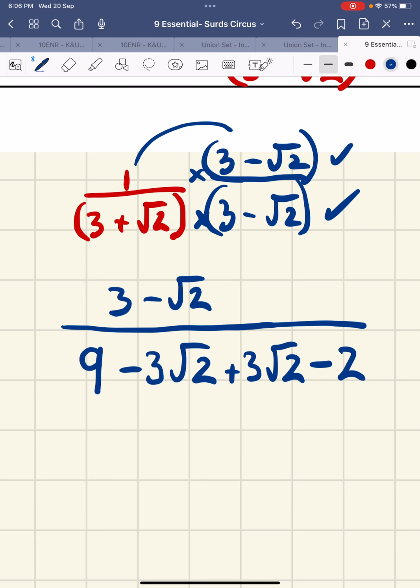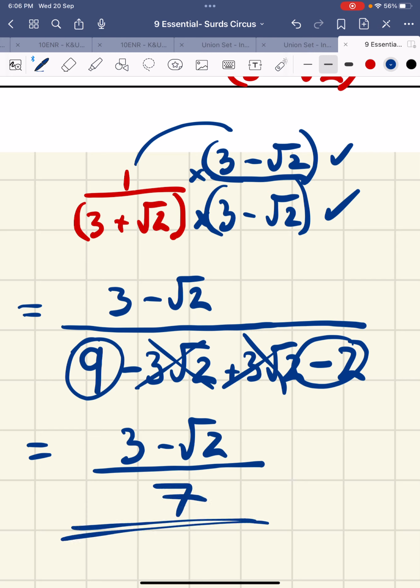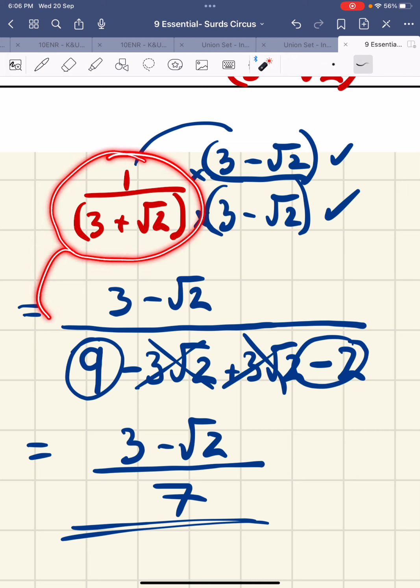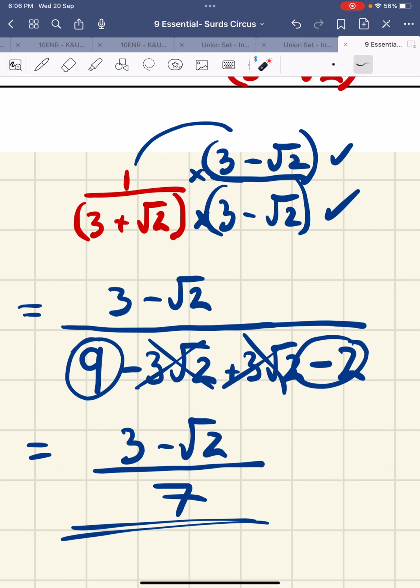So we get to this nice final stage, which is the numerator is 3 minus root 2. And the denominator is actually just the 9 minus 2, because these guys cancel out. And there we go. So we've managed to change the original fraction, which was this one in red. We've changed it into a fraction with just a nice integer on the denominator. And now this fraction might be easier to add to other fractions. And that's why we sometimes change the denominator into a nice integer number.